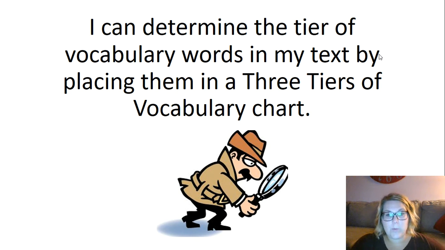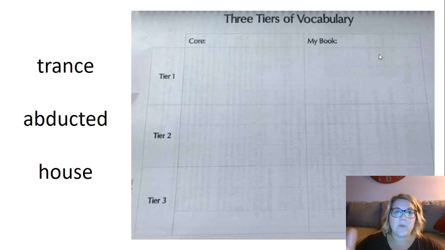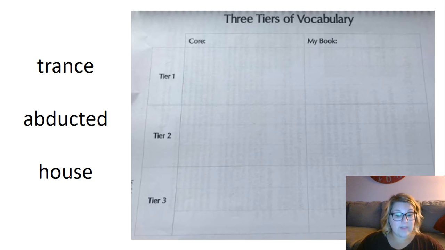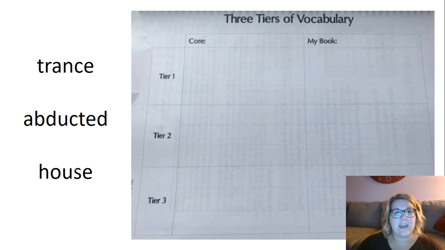So at the end of class, we will be coming back to this, doing a fist of 5 to analyze how well we met this goal today. So we're all going to get this 3 tiers of vocabulary organizer, but I'd like to show you what we're doing with it first. So I have 3 words here up on the screen: trance, abducted, and house. These all came from page 10 of our Mysteries of Alien Visitors and Abduction text.